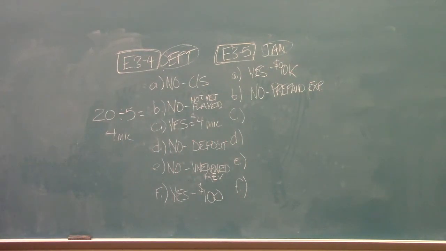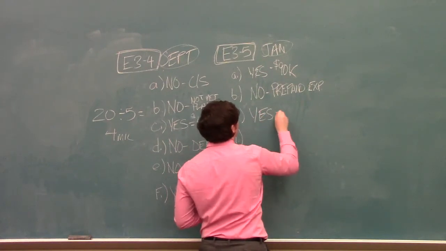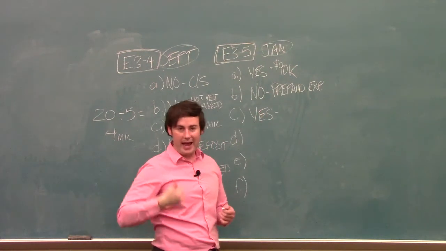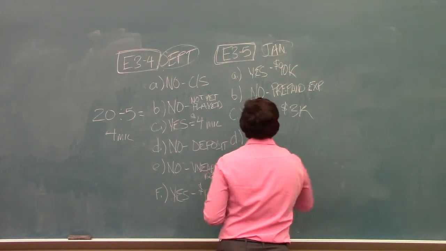All right, next one. C says McGraw-Hill Education, publisher of the textbook, used $3,000 worth of electricity and natural gas in January for which it has not been billed yet. Yes, we do have an expense. Why? Because we've used a service, the natural gas and the electricity, the full amount here, $3,000, okay?